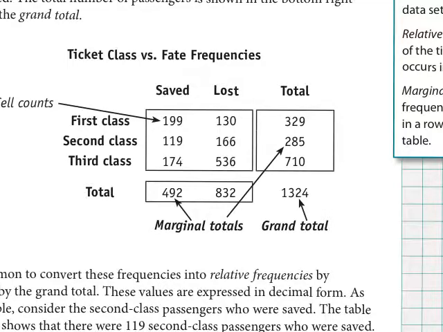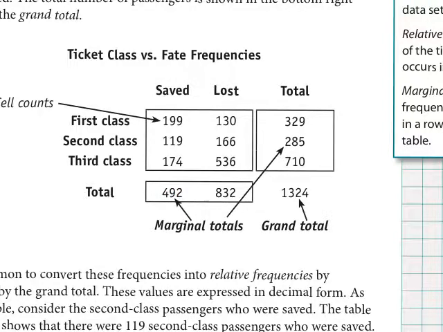You need to notice a few things about this table. Everybody look up at my screen really quick. All the first class, second class, and third class passengers that are saved are added together to make the total number of people saved. In order to find the totals, you come across from the label. So the total number saved goes straight down to 492.